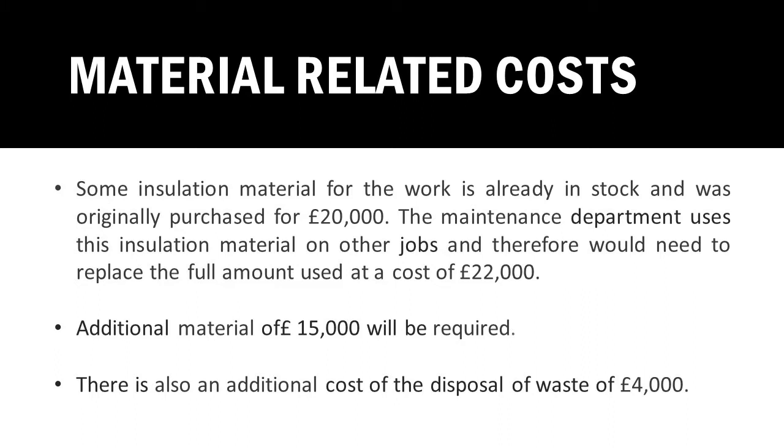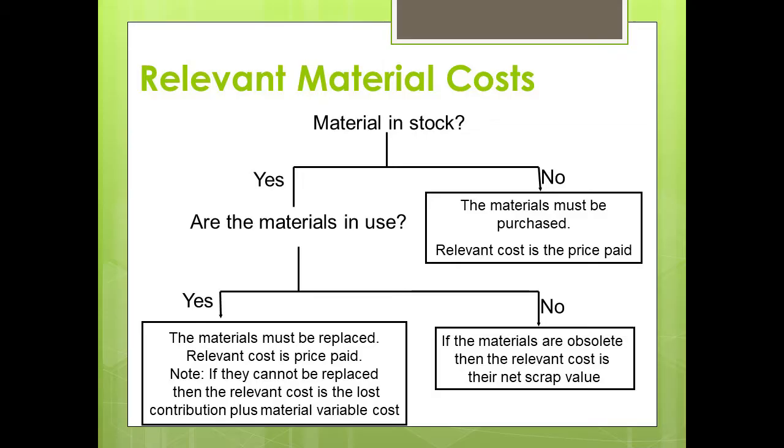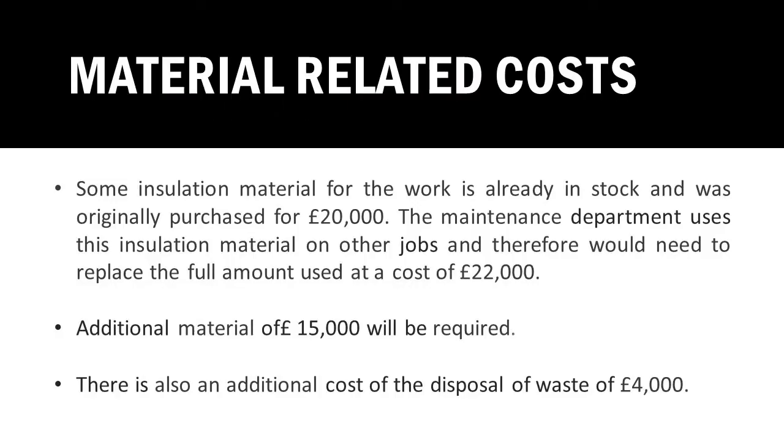The maintenance department uses this insulation material on other jobs and therefore will need to replace the full amount used at a cost of 22,000. So if you think about the decision tree on the material, the first question is if the material is in stock, yes. And then there are two options, if the material is in regular use or not. So this material is in regular use. That means the future replacement cost is the relevant cost.